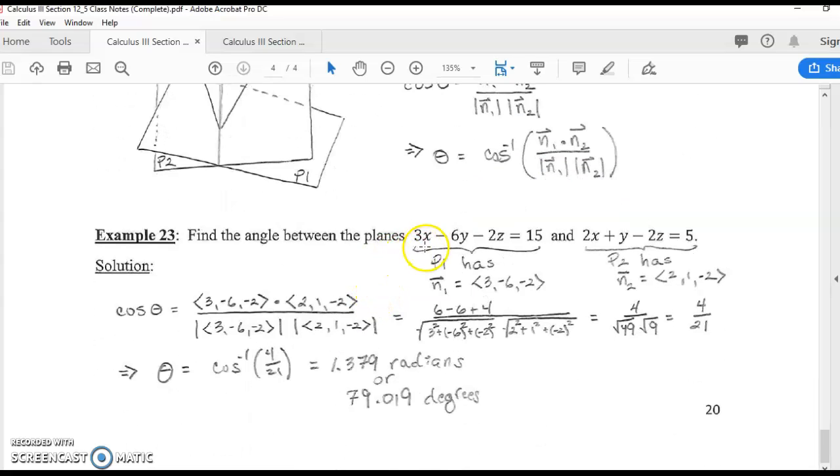So let's find the angle between the planes 3x minus 6y minus 2z equals 15, and 2x plus y minus 2z equals 5. So we can quickly see, let's call this plane 1, this plane 2. It doesn't matter what you call them, but this one has a normal vector of 3, minus 6, minus 2, and this one has a normal vector of 2, 1, minus 2. So it's just mechanical. Cosine of theta equals the dot product of those two vectors divided by their lengths multiplied, work it all out, and you get 4/21. Theta then is the inverse cosine of 4/21. So if you want radians, it's 1.379 radians, or if you want degrees, it's 79.019 degrees.